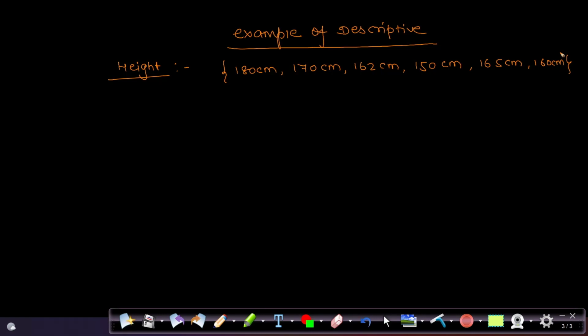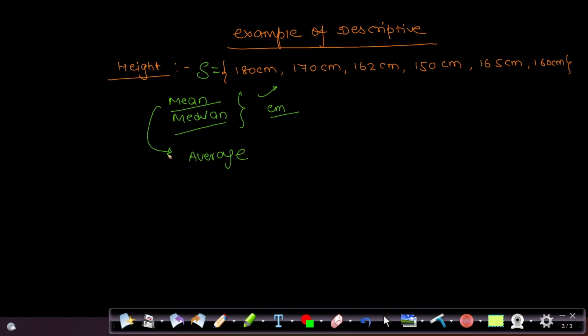In descriptive statistics, we will be finding the mean and the median of this particular sample, the height in centimeters. Average is nothing but your mean.